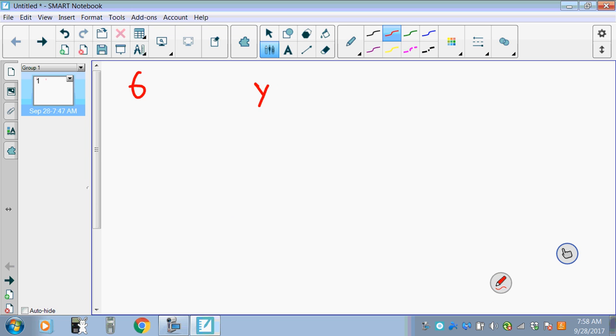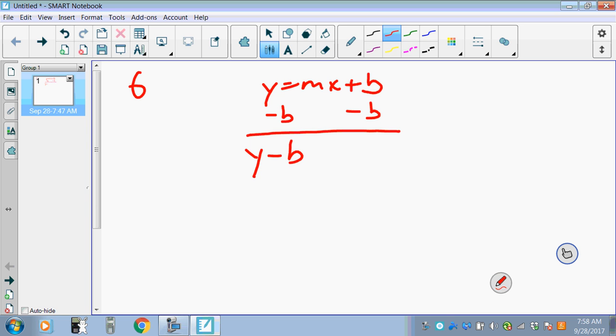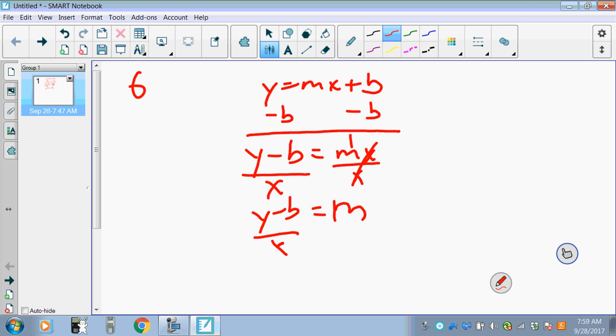Again, same one. Y is equal to mx plus b. And now they want you to solve for m. Remember, m is the slope. Again, that might be something important we want to find out. You're going to see this one's very similar to the last problem. They want you to solve for m, so we're going to divide by x. So we're going to find out that 1m is equal to y minus b over x.